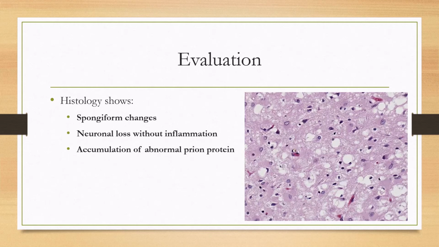Histology. So a brain biopsy is sometimes done to rule out other diseases, and an autopsy is also confirmation and definitive diagnosis of the disease. So on histology, you'll see spongiform changes, so kind of vacuoles here. And one thing to note is that there's not really going to be any inflammation. So you'll have neuronal loss, but there's not going to be a lot of lymphocytes in the surrounding brain tissue. It's going to be pretty bland. If you do immunohistochemical staining, you'll also see accumulation of abnormal prion proteins.